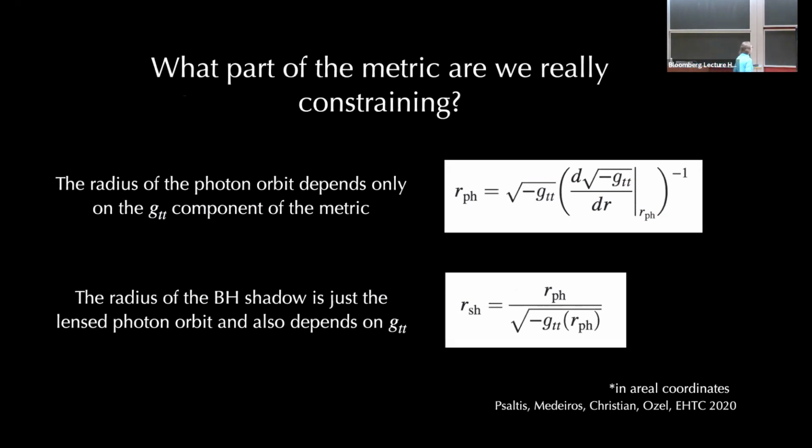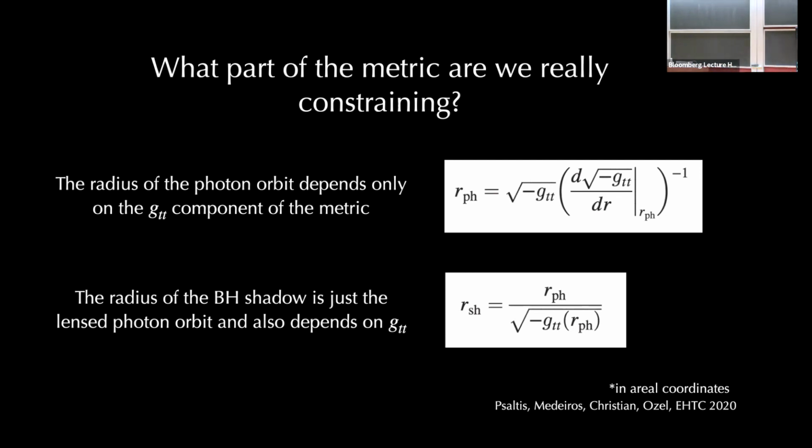What people might care about, though, is how does this test compare to other tests of gravity? From a 2020 paper that I was very involved in, what we showed is that if you write your metric, first you ignore spin, and then you write your metric in areal coordinates, what you can show is that the photon orbit radius only depends on the time component of the metric.